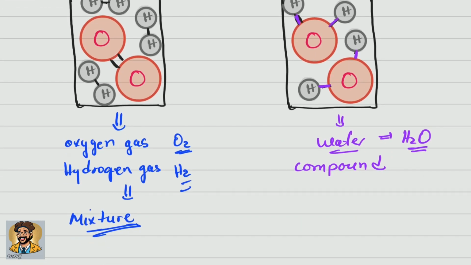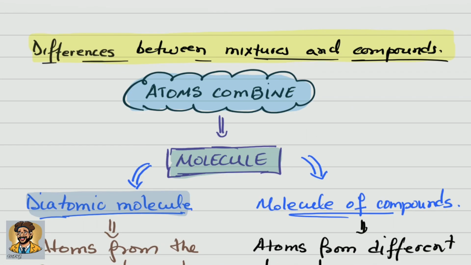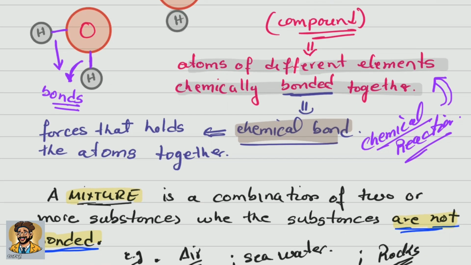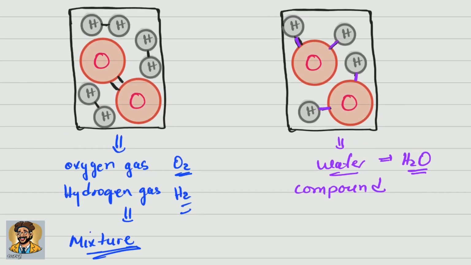It's not that bad, guys. And we're going to stop this video right here. We can see now the differences between mixtures and compounds, starting from molecules and diatomic molecules, and how the molecules form. Next time, we're going to be talking about the formation of the compound itself, how it forms, and some examples.